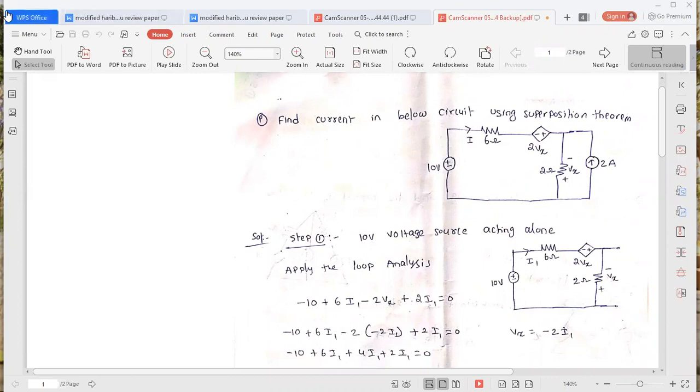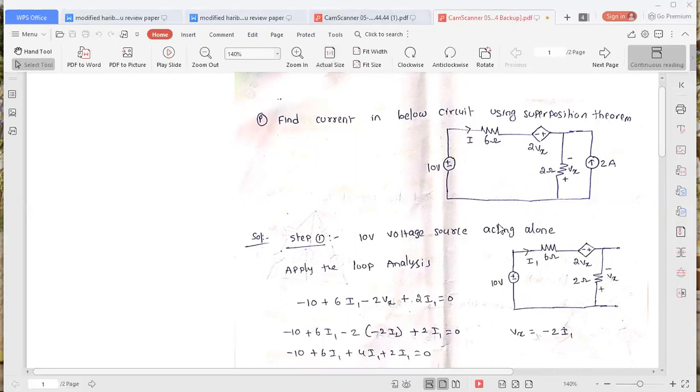In the previous class, we discussed Thevenin's theorem, Norton's theorem, dependent source problems, and also the superposition and reciprocity theorems with AC excitation. Today we are going to discuss the superposition theorem with dependent source problems.